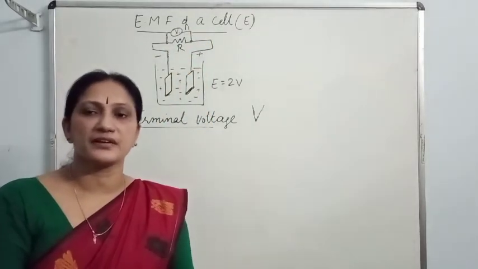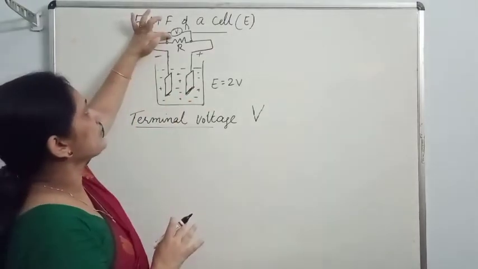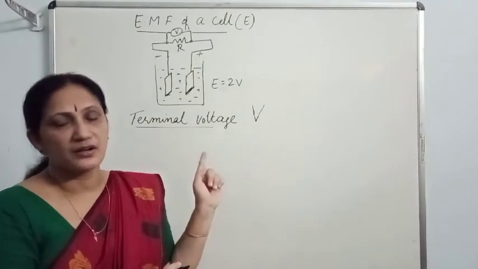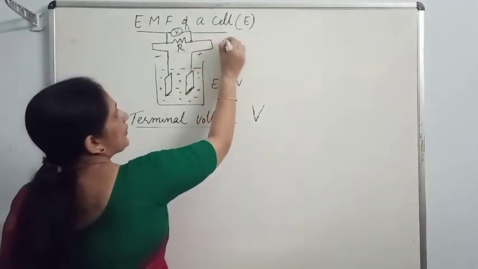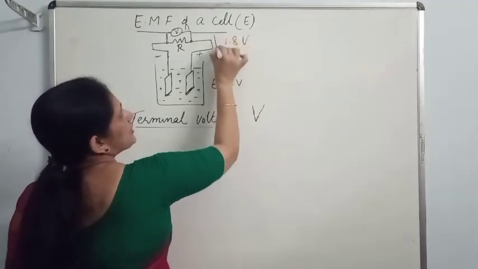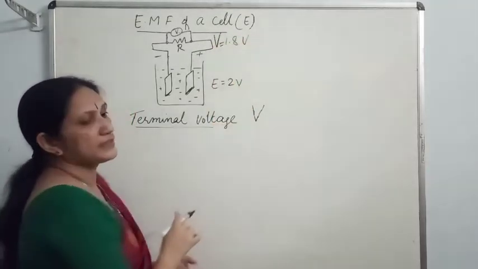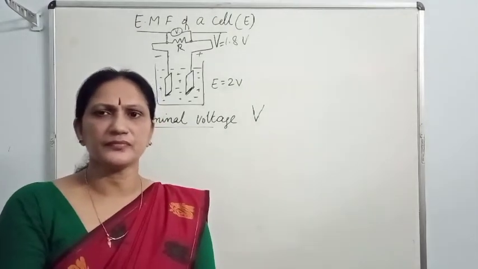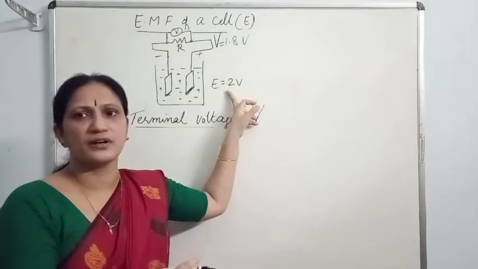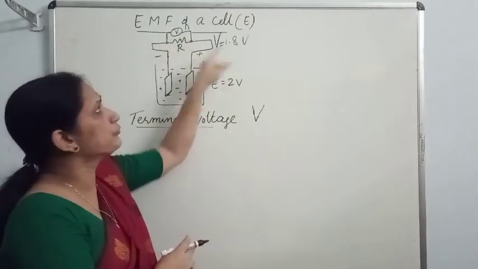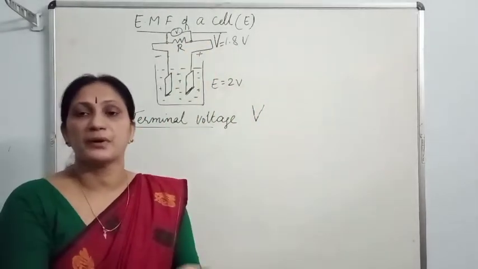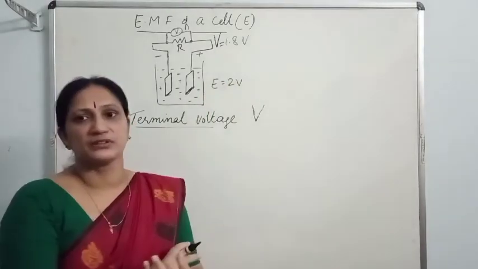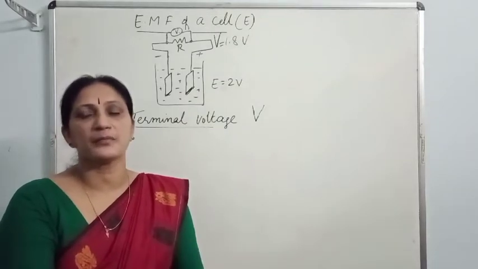Voltmeter is always connected in parallel way. So this voltmeter will tell how much potential difference is available across R. For example, it may be 1.8 volt. That potential difference we call as terminal voltage or terminal potential difference. If the cell is of 2 volt, we expect a potential difference of 2 volt across the resistor, but it is not available. It is only 1.8 volt. Its reason we will see in the coming topic.